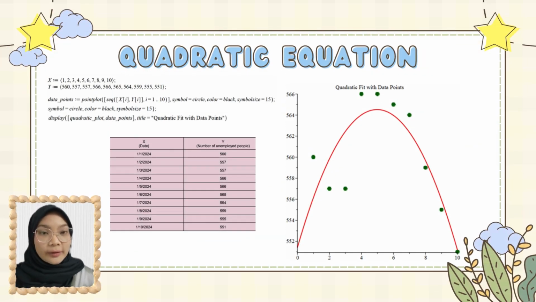Lastly, we have the quadratic fit with data points graph. This graph is a combination of both the scatter plot from the original data points and the best fit curve that we obtain using our fitted equation.